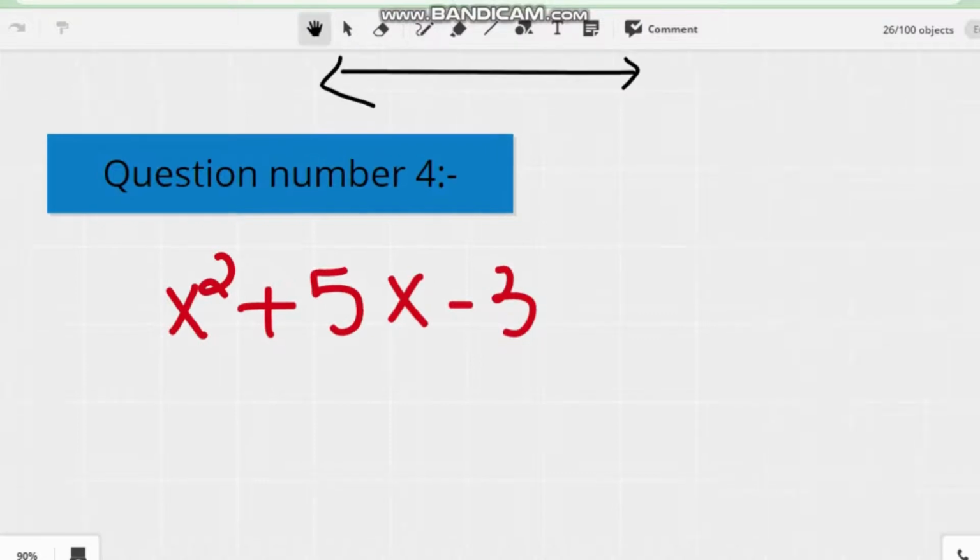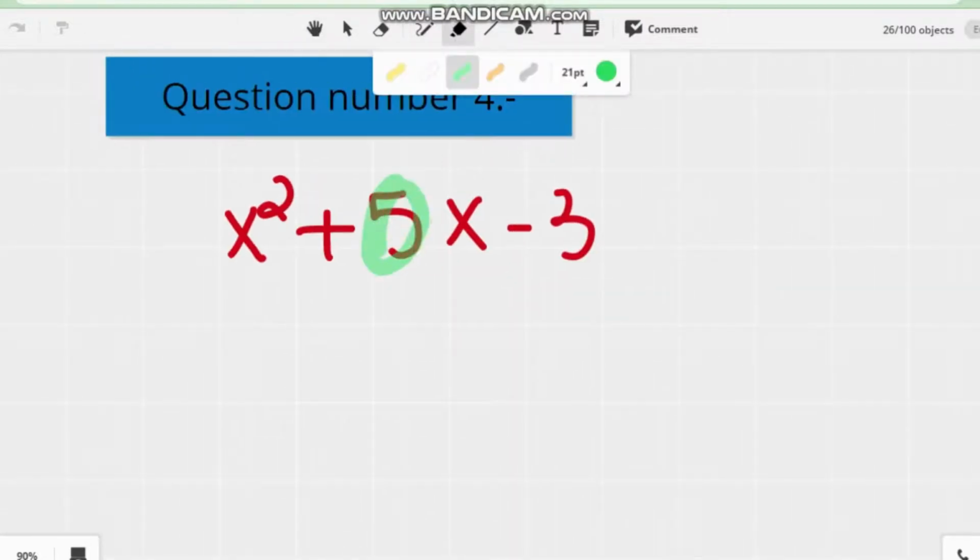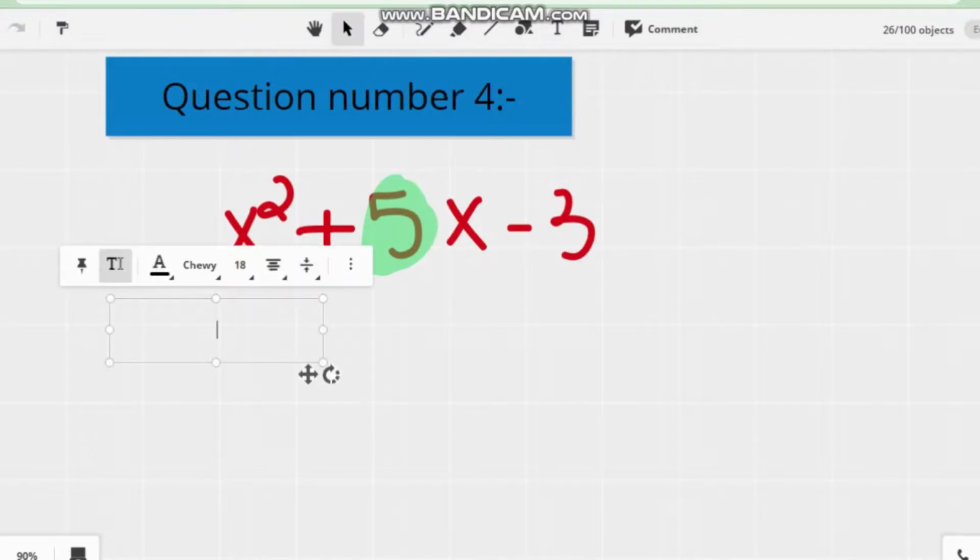So this is our question. Now you can see here the 5 is an odd number and we have to simplify it. So step number 1, as we know, is to rearrange, or move the constant term to the right side.